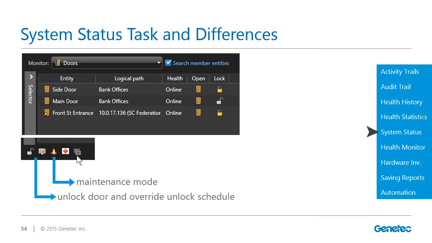Now, in the health history report, if you remember, we can pull up video units and access control units, but not specifically camera and door entities. So in this case, these two types of entities will have the health history button grayed out here.